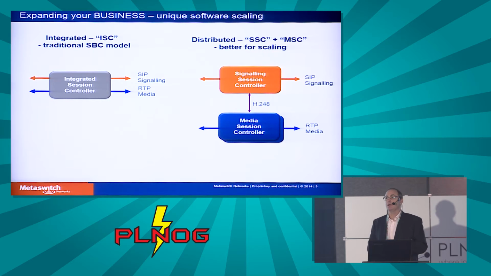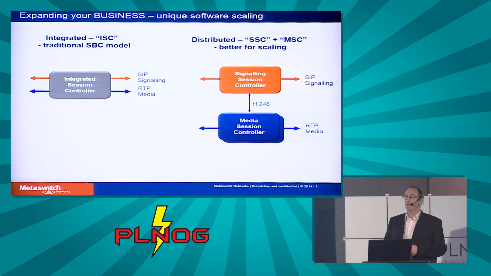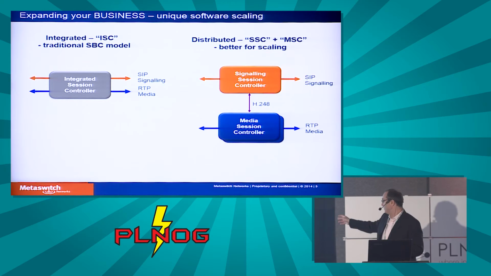Also, VoLTE brings a lot of signaling. There's about a 500% increase in signaling when you move from a classical broadband, I would say, VoIP solution to a VoLTE solution. So that means you need to separate your signaling from your media. Also, the media becomes more complicated.